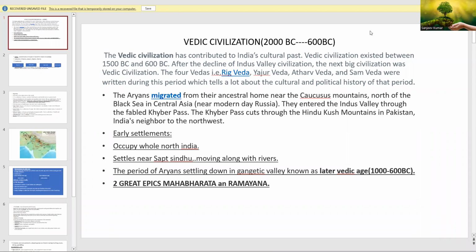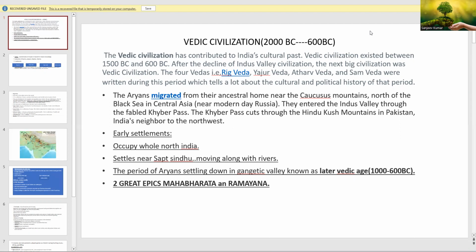Hello students, today I'm here with a new topic that is the Vedic civilization. We have read about the Harappan civilization, the Mesopotamian civilization, the Chinese civilization. If you remember, when we read about the Indus Valley civilization or the Harappan civilization, we read that the decline of Indus Valley was due to the Aryans.